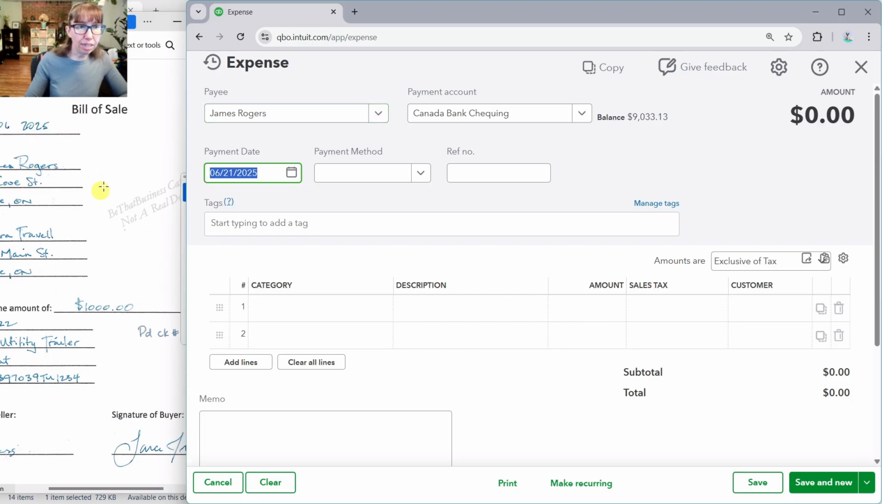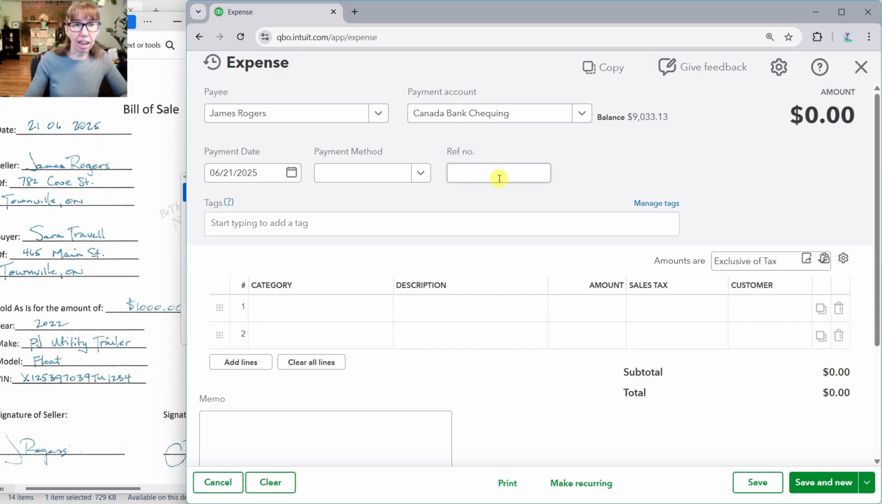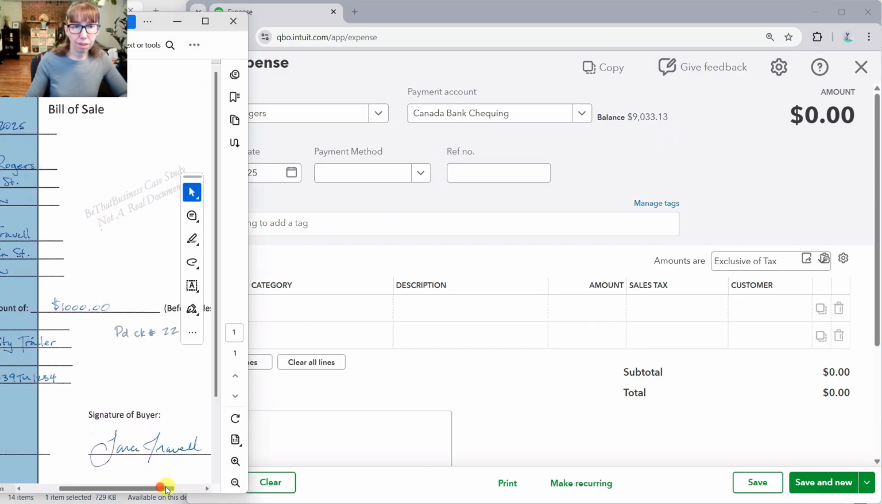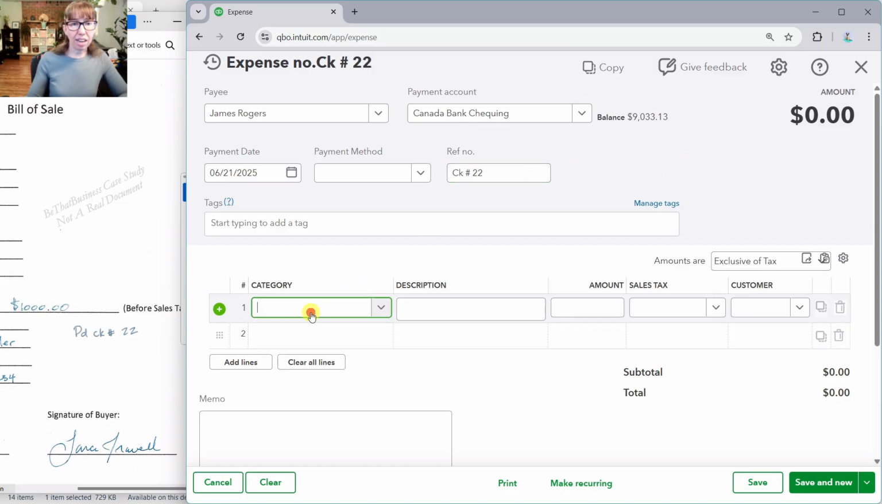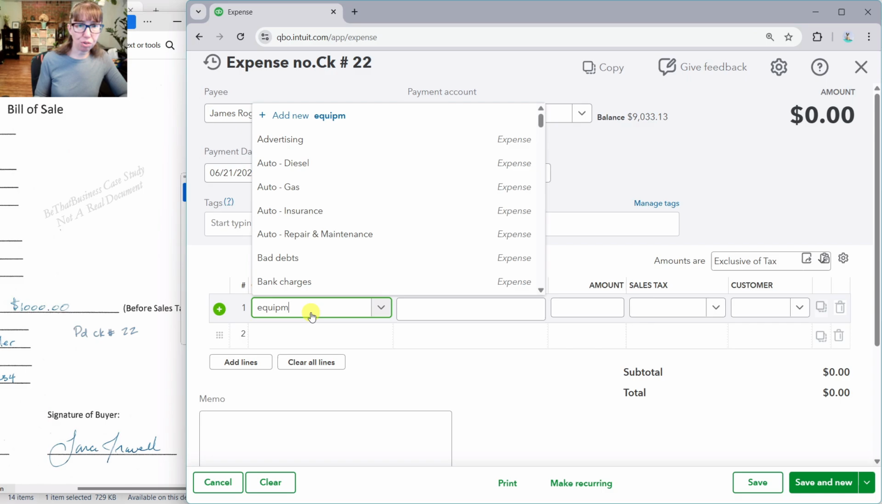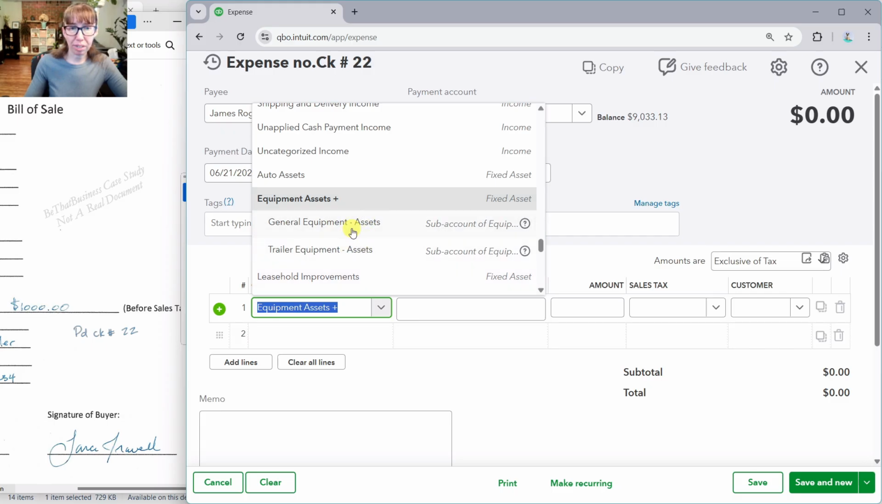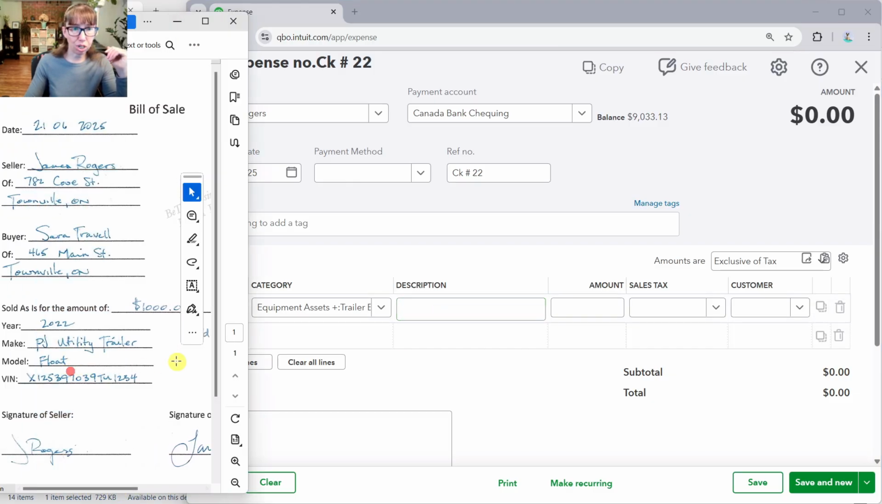And that was June 21st, and it was check number 22, right? So check number 22. And now if we were to do equipment right here, you can see equipment assets has a plus. And that plus is to remind us that there are sub-accounts to choose from, so we can say trailer assets right there. And whenever you're increasing an asset GL account, you absolutely need to put in the description.